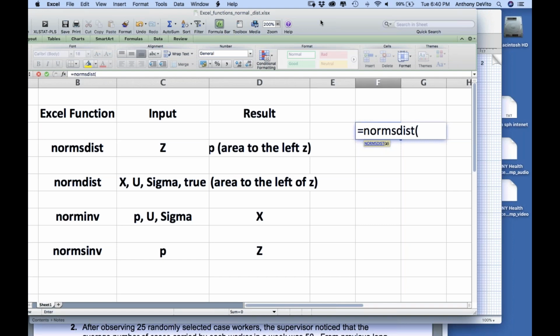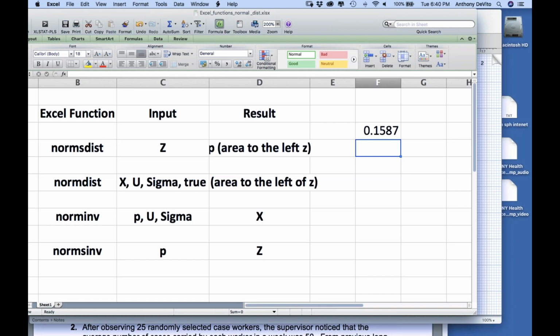So I'm going to put 1 in here for z. And hit enter. And it gives me, oops, what did I just do wrong? I just said -1, right? So in fact, if I go back in there and change that to -1, I get my roughly 16%. Okay, when I put +1 in there, I got 84%. Why did I get 84%?